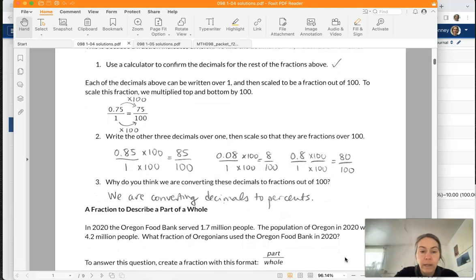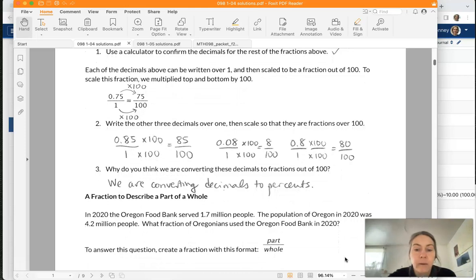In 2020, the Oregon Food Bank served 1.7 million people. The population of Oregon in 2020 was 4.2 million people. What fraction of Oregonians used the Oregon Food Bank in 2020? So we're going to put the 1.7 million on the top because that's the part, and 4.2 million on the bottom because that's the whole. And on the next page, we will convert this to a percent.